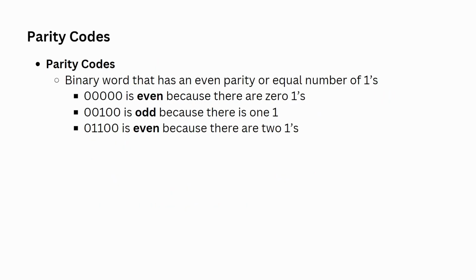Next, we have parity codes. It is a binary word that has an even parity or equal number of ones. In here, we have 00000, which means it is even because there are 0 ones. In here, we have 00100. It is odd because there's only one 1. In here, we have 01100. This is even because there are two ones.